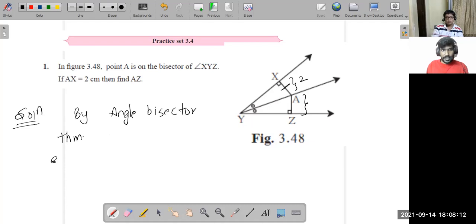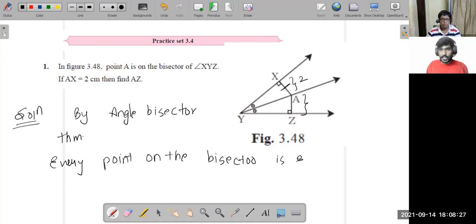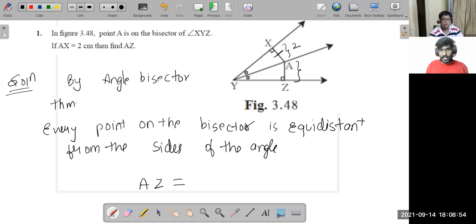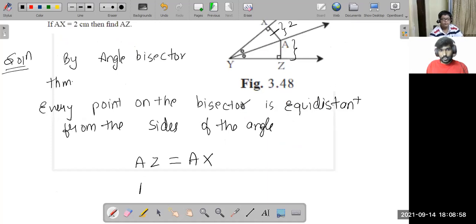What does the theorem say? Every point on the bisector is equidistant from the sides of the angle. Therefore, you can say AZ will be equal to AX. AX is 2, so AZ will also be 2 centimeters. Write it down.